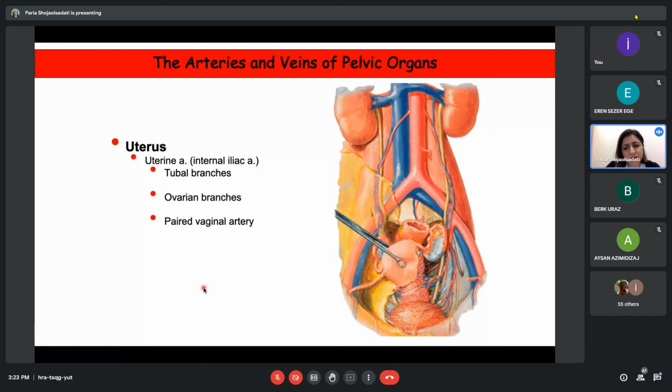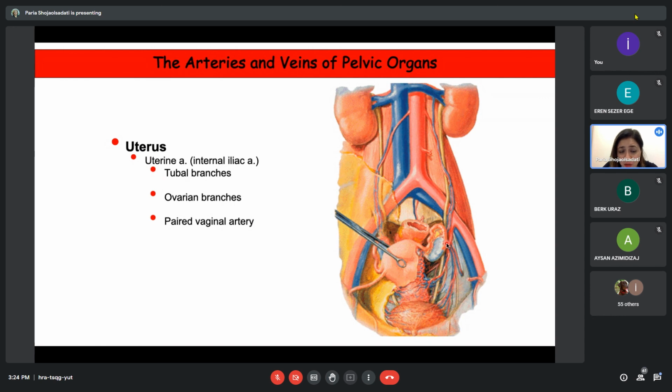The uterine artery is a branch of the internal iliac artery. You can see in here, this one is the internal iliac artery. This is the site of the bifurcation. If you remember, the common iliac arteries are the two branches of the abdominal aorta. After that, each is divided into external iliac and internal iliac.